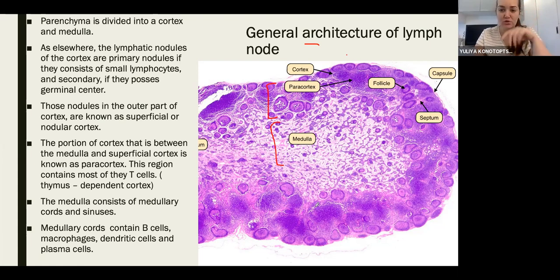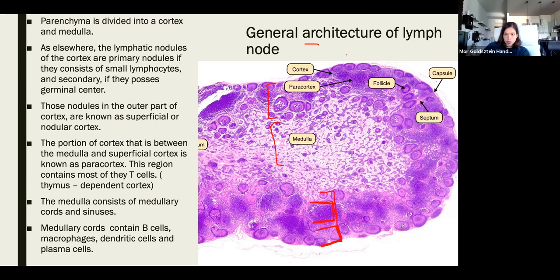Now, in the lymph node, the cortex is further subdivided into two. You have the outer cortex, okay? So you have the outer cortex, and you have the paracortex. Okay, so the outer cortex and the paracortex. And can you tell me what you can see within the outer cortex? What are those things?